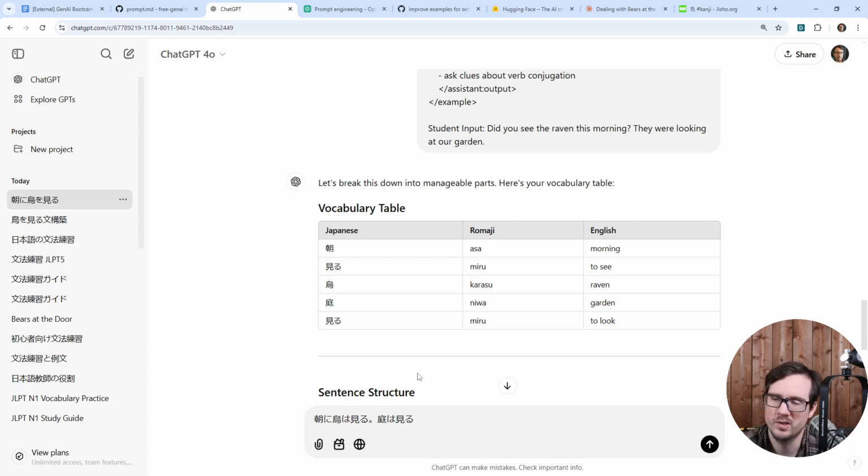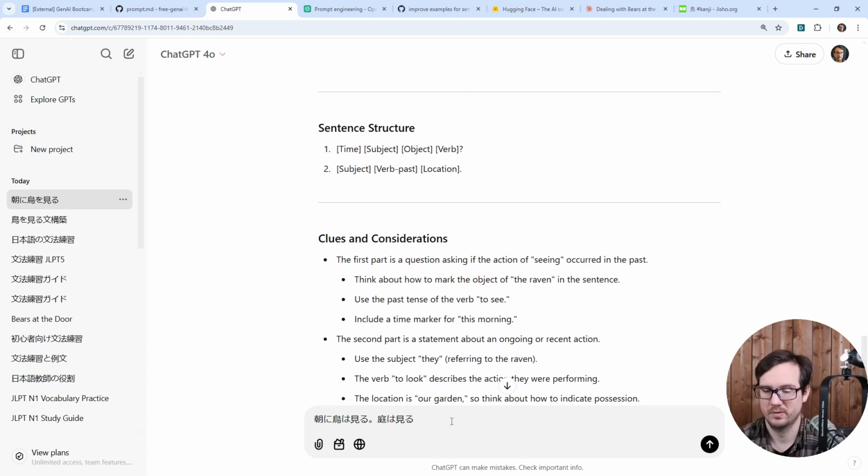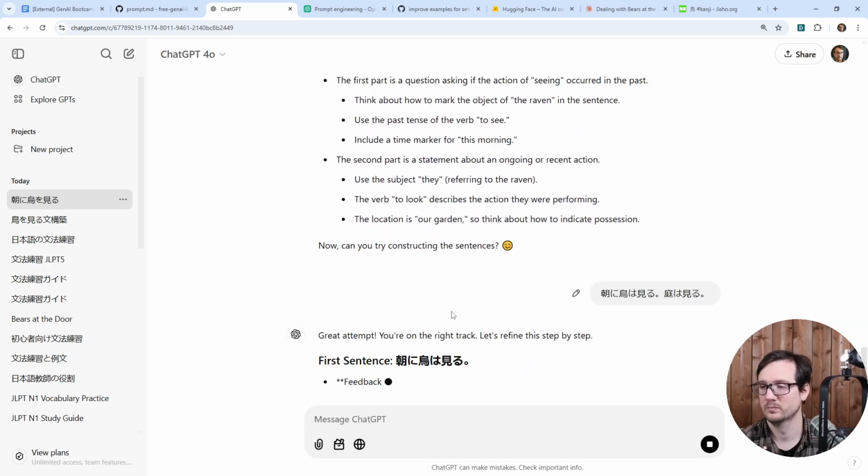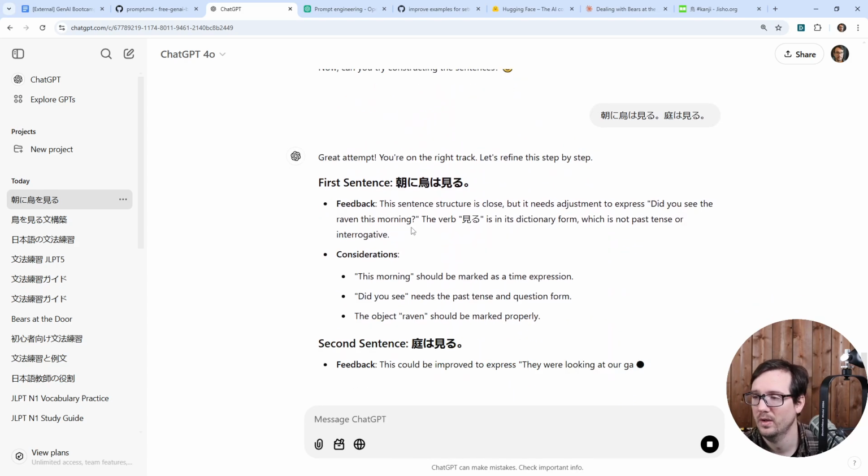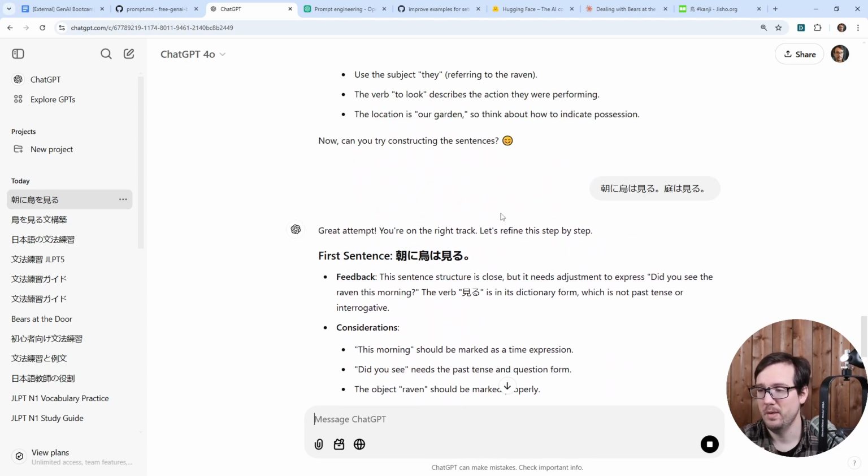Does that mean the garden's looking? Well, let's see what happens when we do this. Let's go ahead and try this out. Great attempt. You're on the right track. Let's refine it step by step. The sentence structure is close, but needs some adjustments.